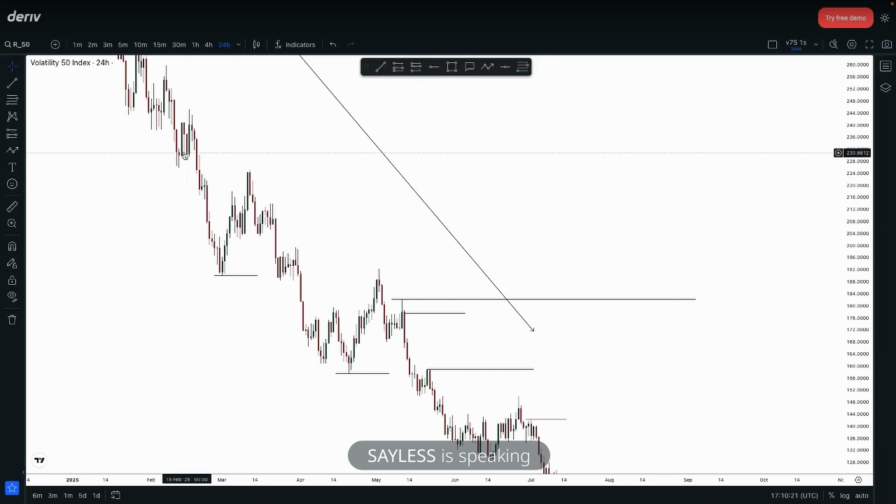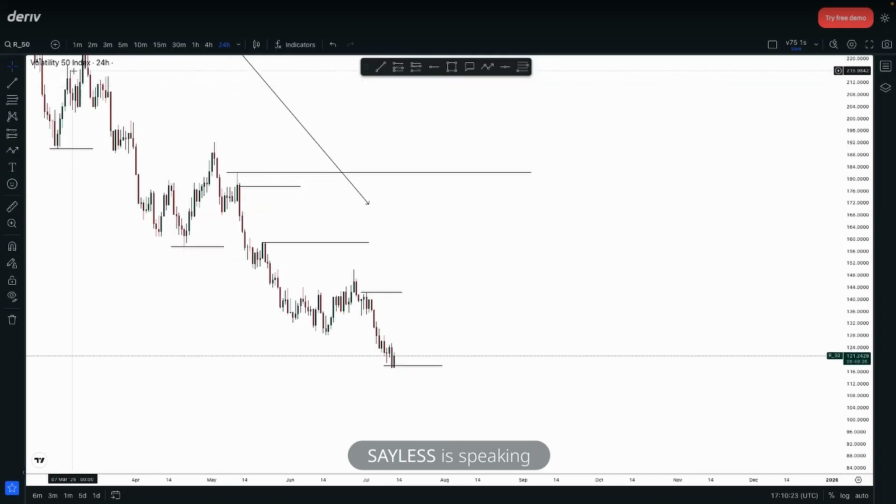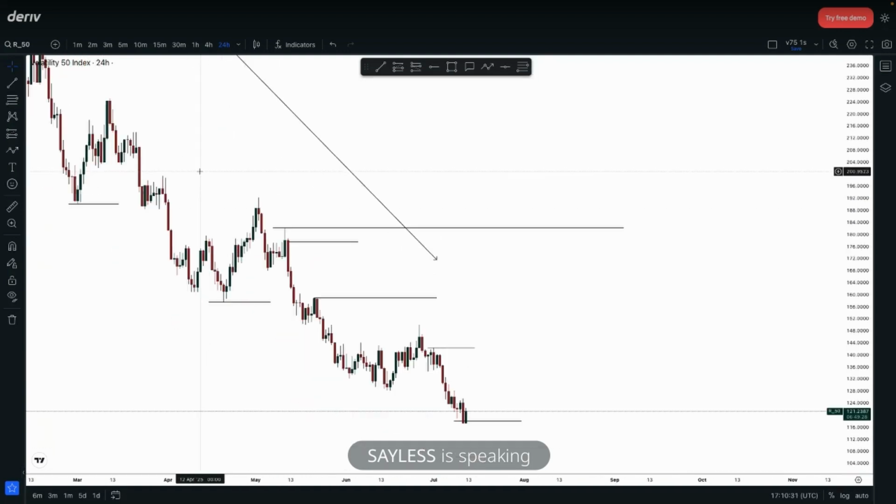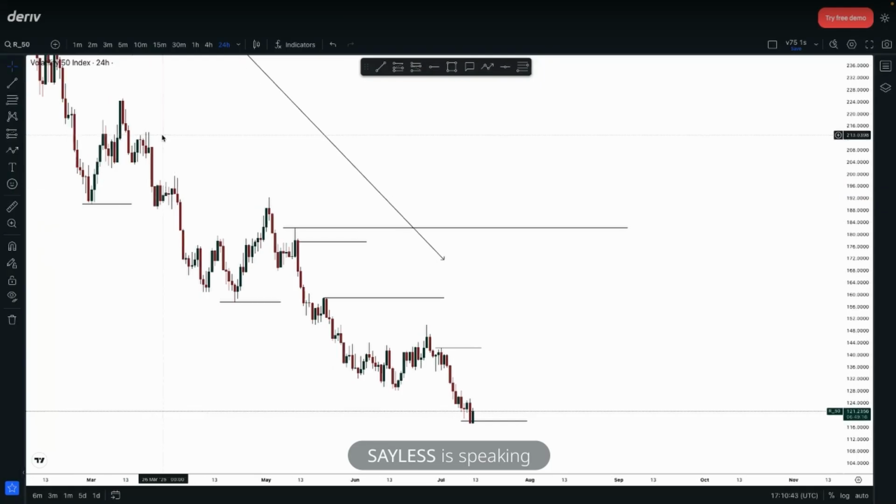So I'm going to be using this chart of V50. And the reason why I choose the volatility index to do this analysis is because we are talking about technical analysis. This is a model of the forex market. This is like a copycat of the forex market without the added problem of fundamental analysis and everything.